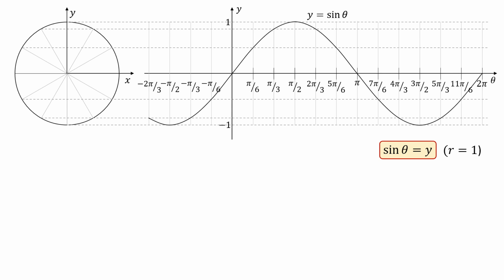This is what is known as a sine wave, and it repeats over any interval of 2 pi radians, since 2 pi is one complete circuit of the unit circle.